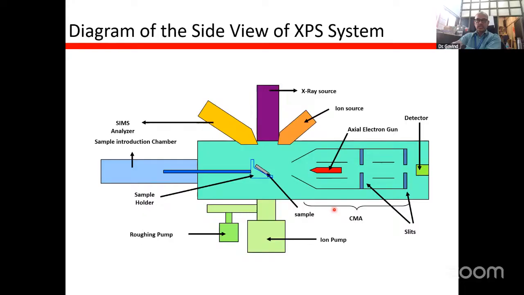So there are two slits. You understand the terminology. This is one slit and this is another slit. Okay, and there is a detector. This detector will help to detect those electrons which are coming from the sample.